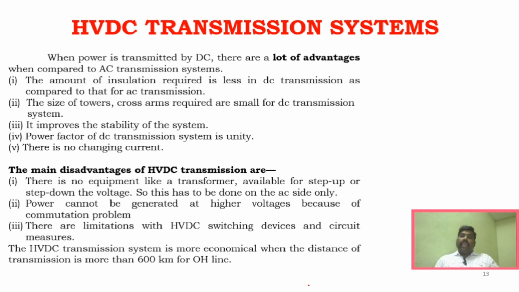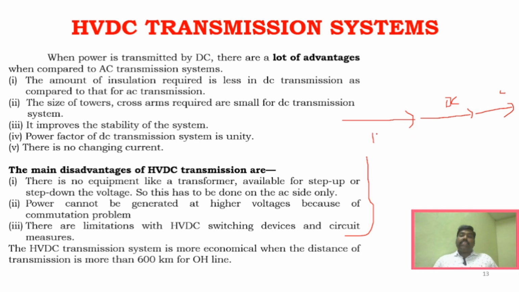So here we use it only for transmission. Understand that, because of all these drawbacks, the system is designed in such a way that you have AC generation and then the AC is converted into DC, and again the DC is converted to AC and sent to the consumers. This is the normal working of the HVDC transmission system.